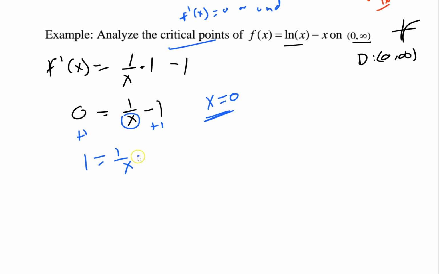Let's do a little cross multiplication. Or multiply both sides by x. And x equals 1. Right, so I have two critical points I've got to worry about. This one where it was undefined, and this one where it actually equals 0. So then we do this.